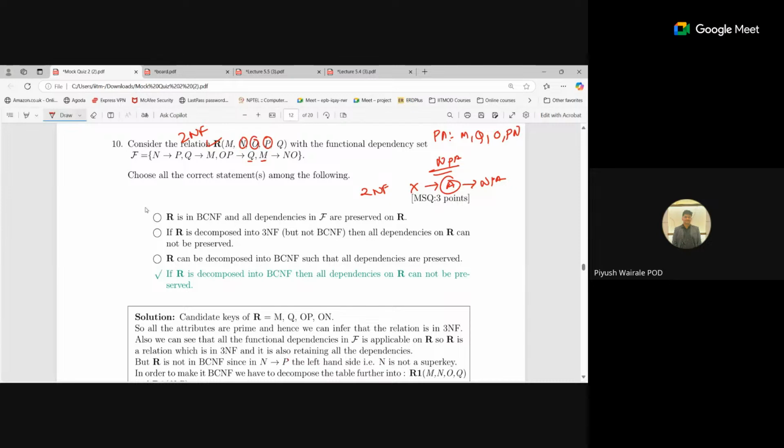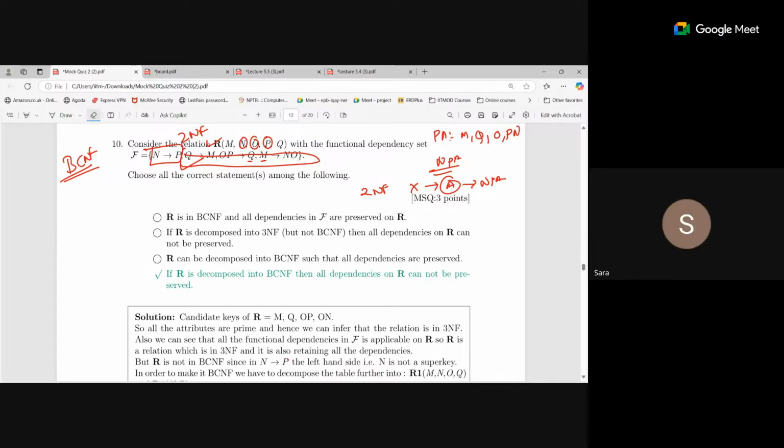Now, can we decompose it to a BCNF? It is in 3NF, but is it in BCNF as well? No, because N determines P, so it is prime attribute determining prime attribute. Left hand side is not a key. In that case, what you are going to do? Tell me how we are going to decompose. We can break our relation. On which basis you are going to break?